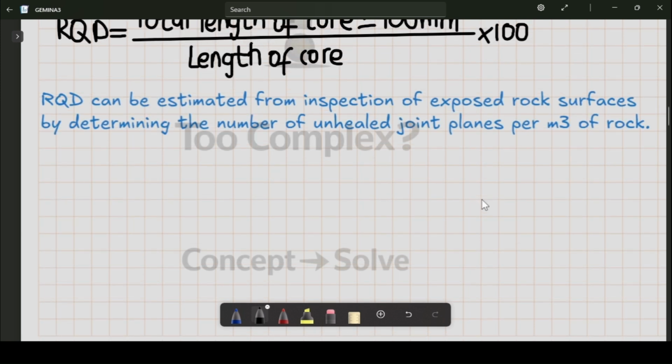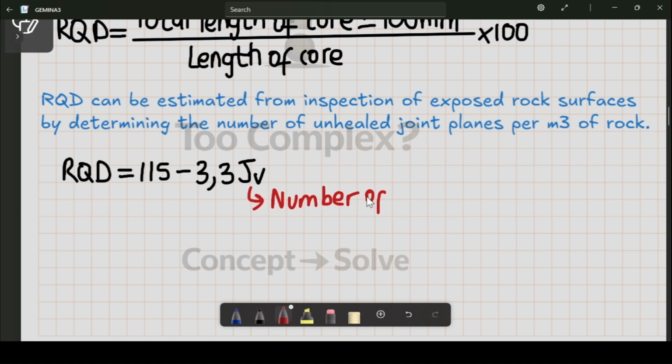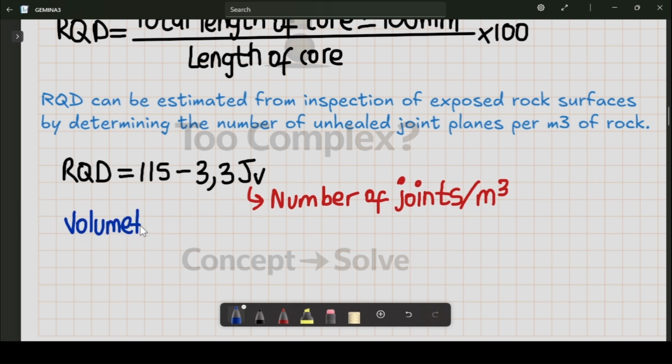In some cases, RQD can be estimated from inspection of exposed rock surfaces by determining the number of unhealed joint planes per cubic meter of rock, which is the case with our question. So we will look at how this works. RQD is calculated using RQD equals 115 minus 3.3 J sub V, where J sub V is the number of joints per cubic meter. So others may call this a volumetric approach towards the RQD.